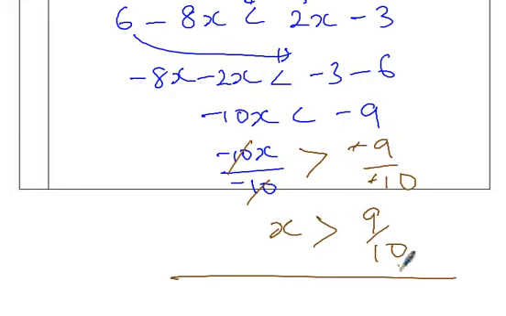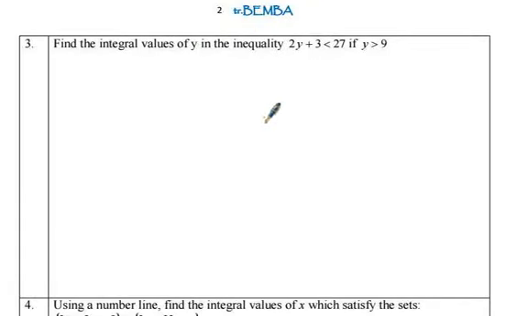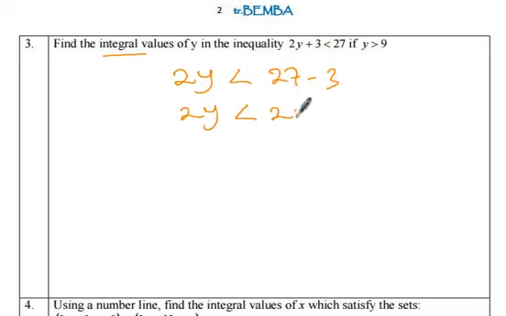That's our question 2. Question 3, find the integral values, okay, from integers. Integral values of y in the inequality, and this is our inequality here. A nice one, if y is greater than 9. So here we need to state the values of y, or we can start by solving this. So we have, when you put like terms together, 2y will be less than 27 minus 3. So 2y is less than 24.